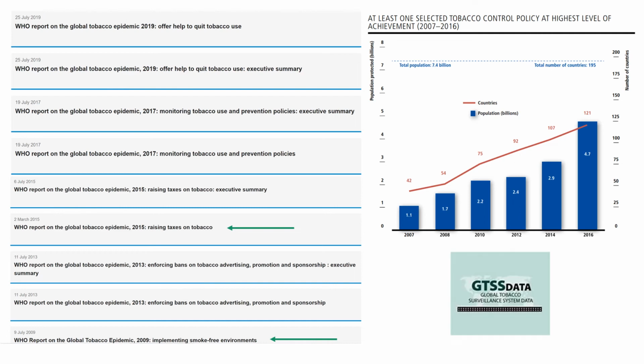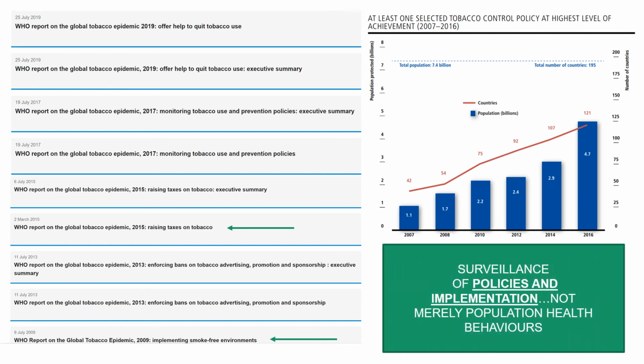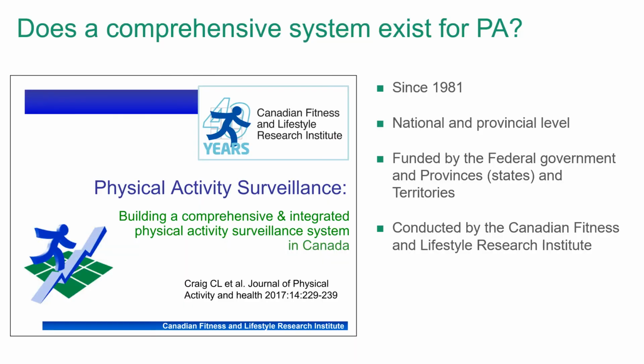It's important to note that only a comprehensive surveillance system allows us to see progress as well as gaps across the portfolio of actions. This means designing a system which monitors policies and implementation, and not only individual or population level knowledge, attitudes, and behaviours. So does such a comprehensive surveillance system exist for physical activity? There is a leading example in Canada.